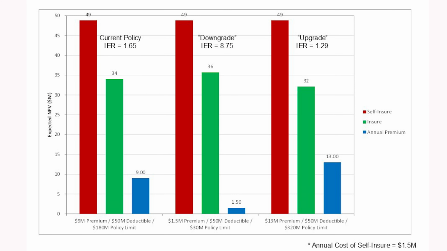The three product liability insurance policies are analyzed to determine how much they each reduce the company's expected risk liability as measured in net present value, and to determine their associated insurance efficiency rate. The current policy reduces the expected risk liability from $49 million to $34 million and has an insurance efficiency rate of 1.65. The downgrade policy reduces the expected risk liability from $49 million to $36 million and has an improved insurance efficiency rate of 8.75. The upgrade policy reduces the expected risk liability by about the same as the other two policies, but is much more expensive and has a reduced insurance efficiency rate of 1.29.